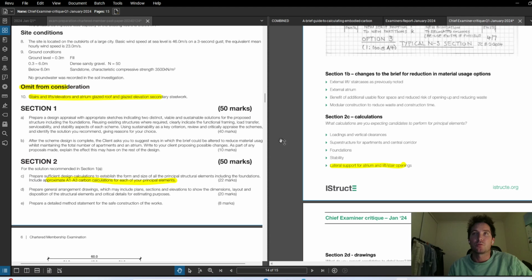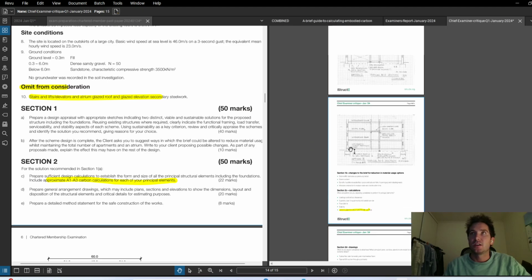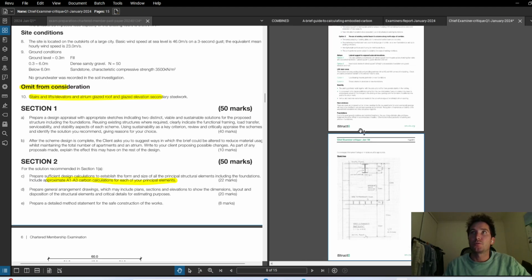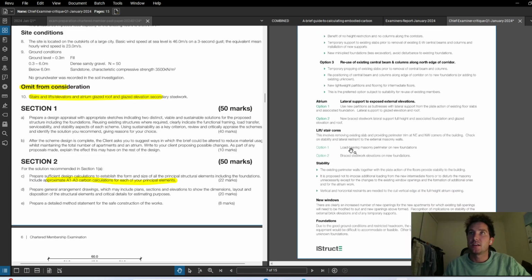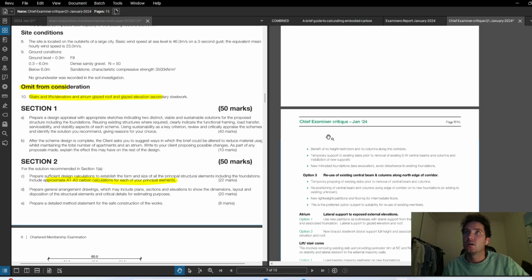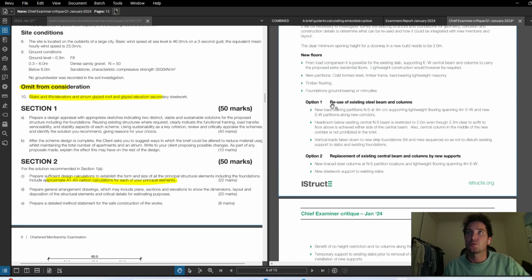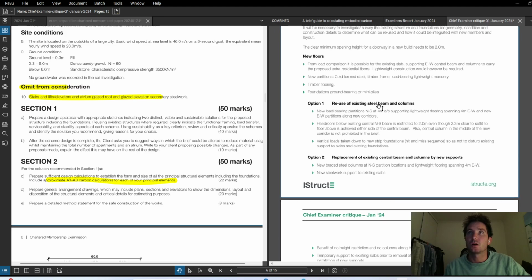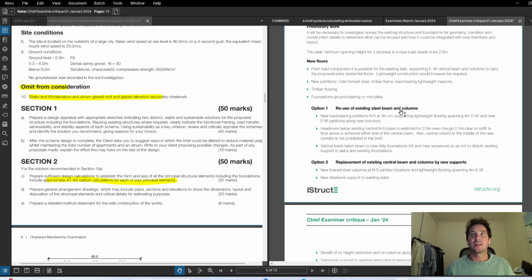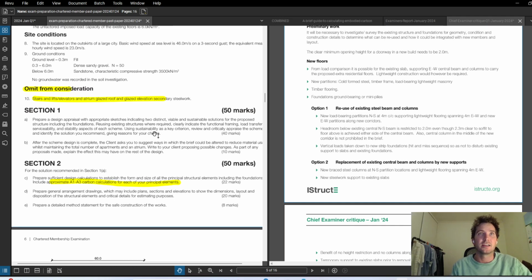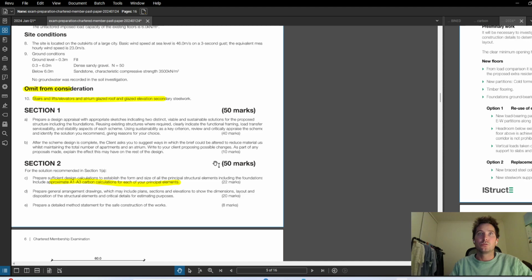That was just something that I thought was interesting. But moving on to what I'd actually prepared. If we go back and look at the options that is in this review here, the one that I presented was pretty similar to option 1, the reuse of the existing steel beams and columns. The idea behind that is just to reuse as much as possible, which is obviously a big factor in these newer, more recent IStructE exams as we tackle the climate emergency that we're facing and try and really reduce our embodied carbon. So let's get into this.